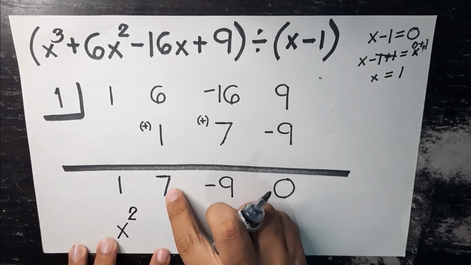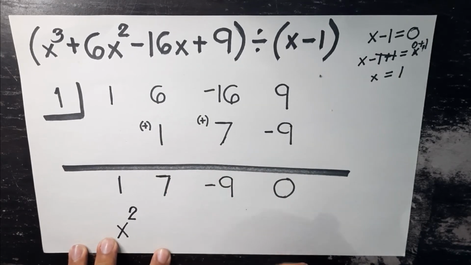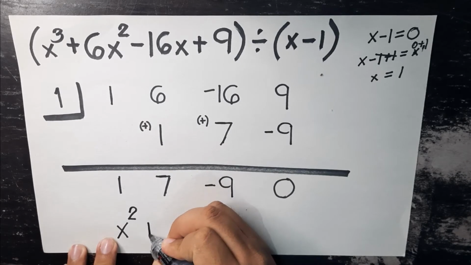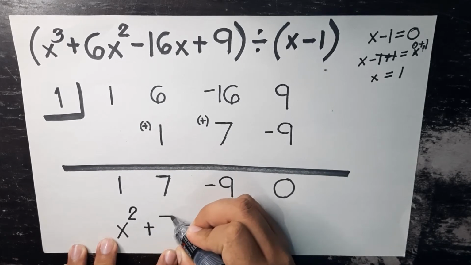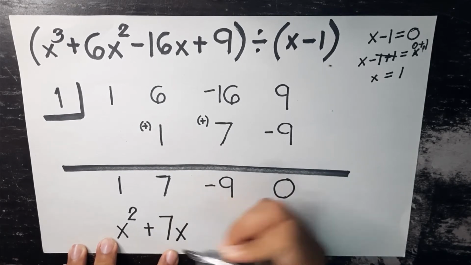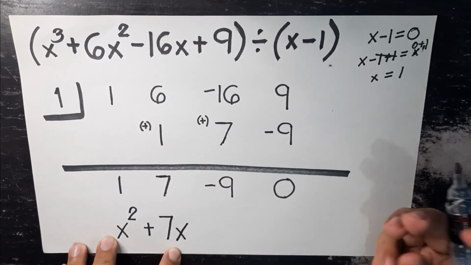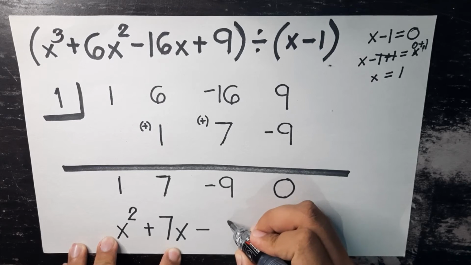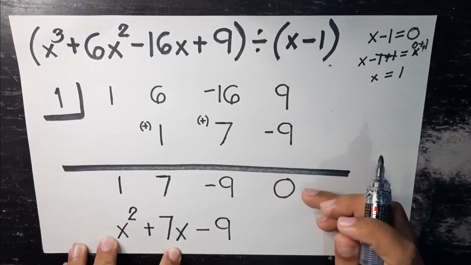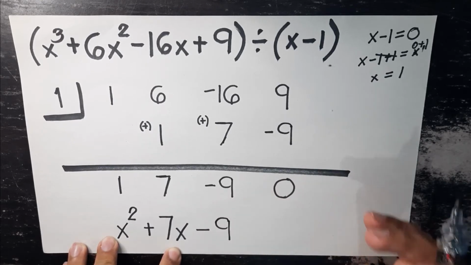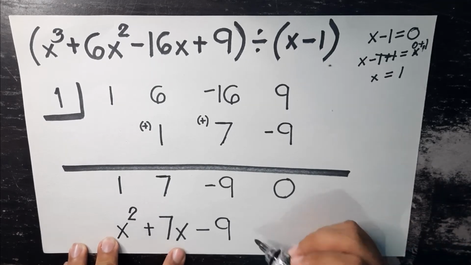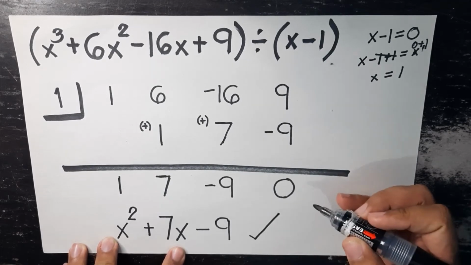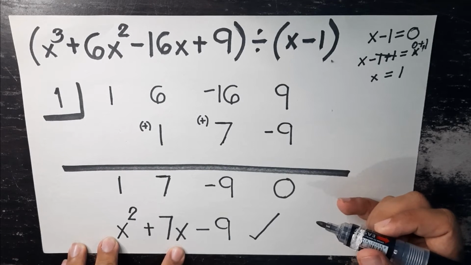Followed by 7, which will become first degree. So this will become plus 7x. After the first degree polynomial is the constant. So this will become minus 9. No need to write this one because this is already 0, which means there's no remainder. So our final answer is x squared plus 7x minus 9.